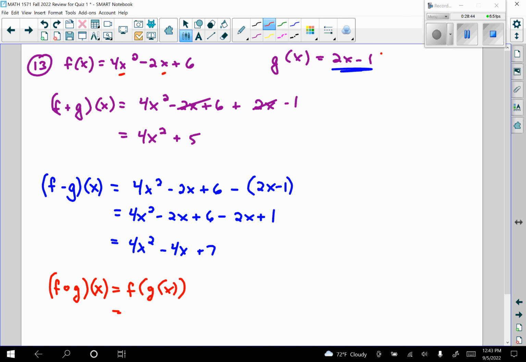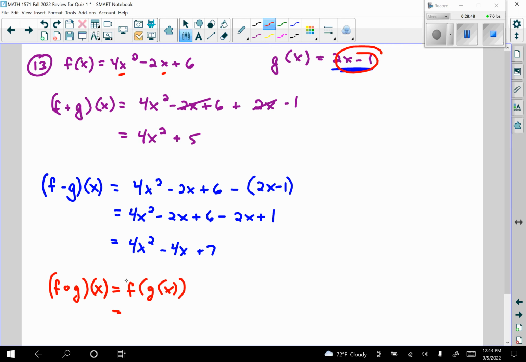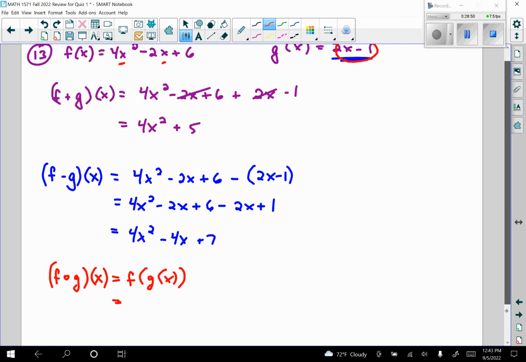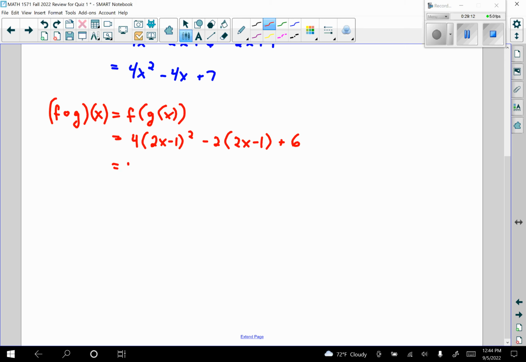So wherever I see an x here, I'm replacing it with this quantity 2x minus 1. So then this becomes 4. And this is good practice for like the first two problems when you have to do f of 2 plus h or f of 3 plus h. This becomes 4 times the quantity 2x minus 1 squared minus 2 times the quantity 2x minus 1 plus 6. So writing this out is going to be very helpful.